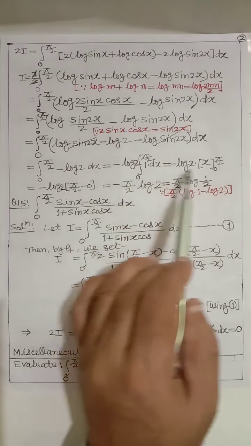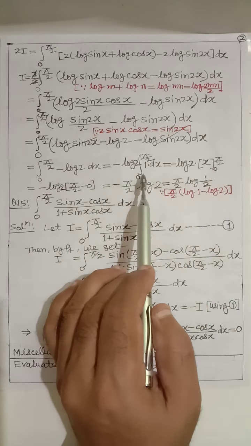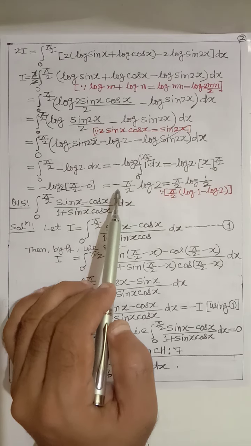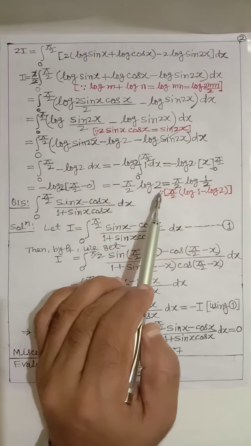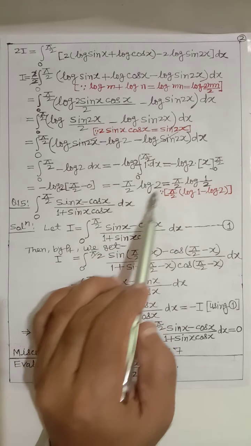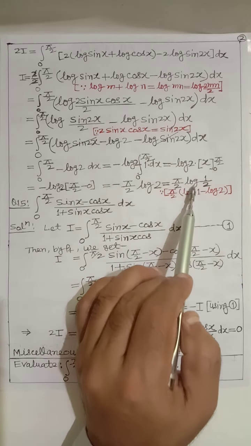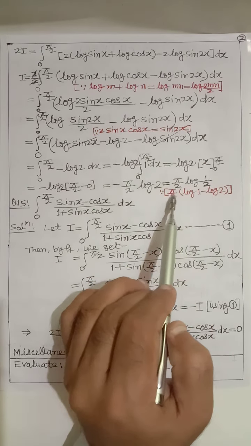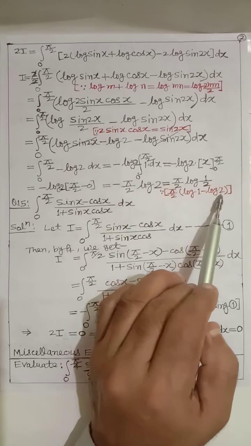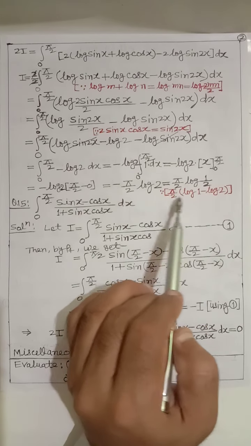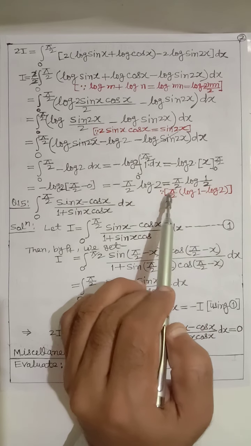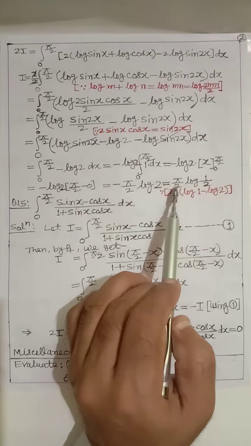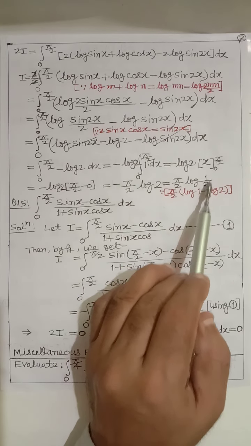And finally we solve this, and we get minus pi by 2 log 2, and this can be written as pi by 2 log 1 by 2. Why? Here pi by 2 into log 1 minus log 2, log 1 will be 0, so we get minus pi by 2 log 2, and this can be written as pi by 2 log 1 by 2.